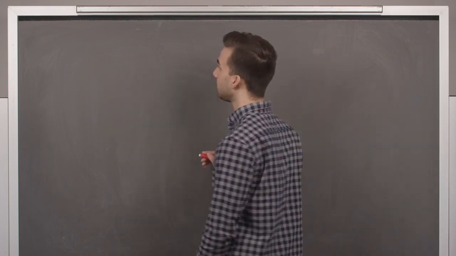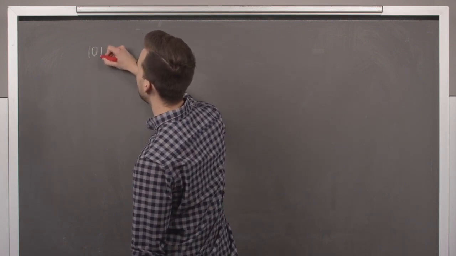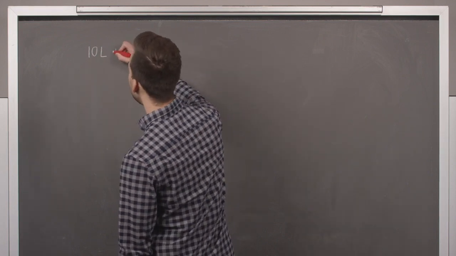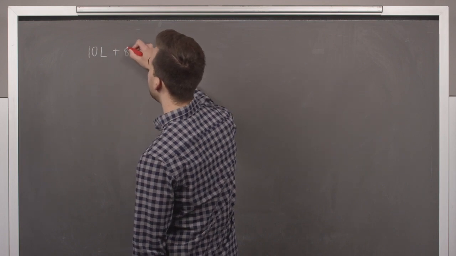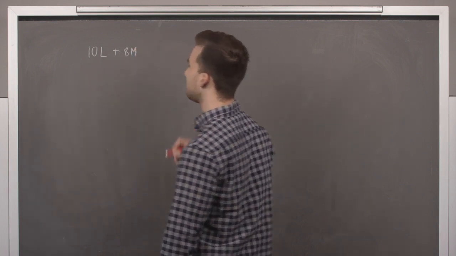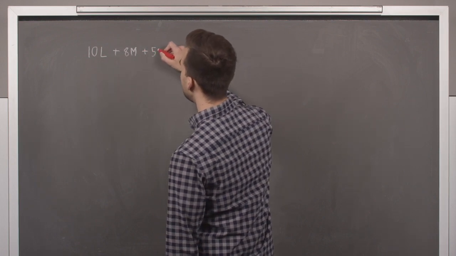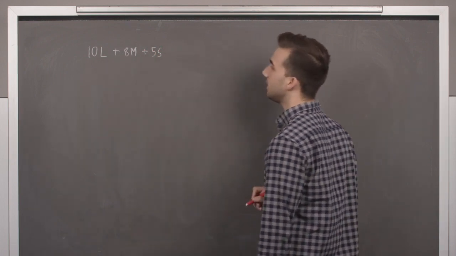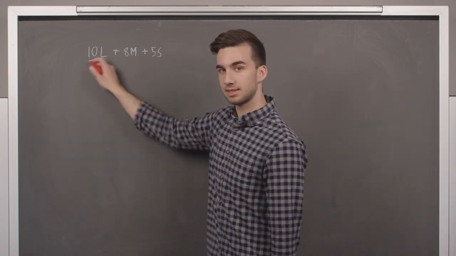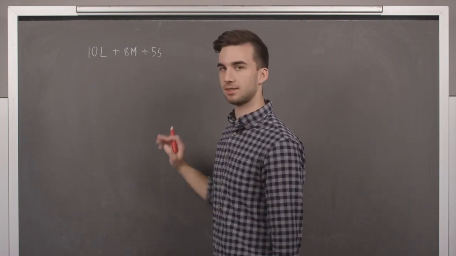So if the large pizzas are $10, let's let the letter L be the number of large pizzas that she buys. And then $8 times, let's let M be the amount of medium pizzas that she buys. And then let's let S be the amount of small pizzas that she buys. And so with this expression here, an expression is just a collection of all of this.